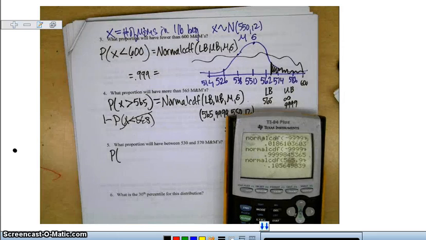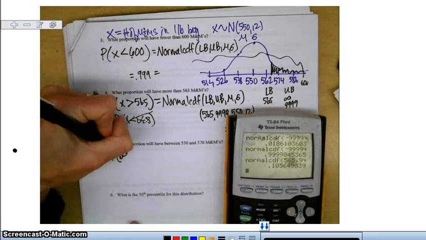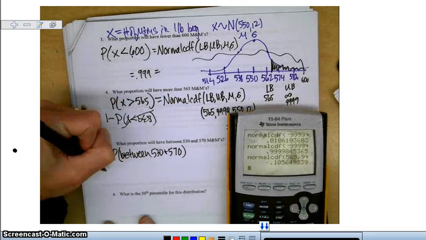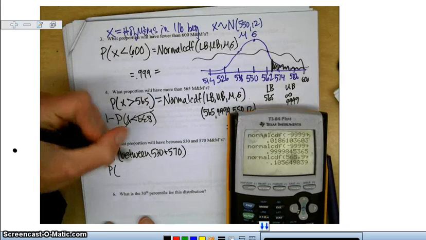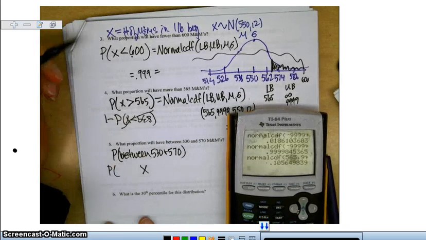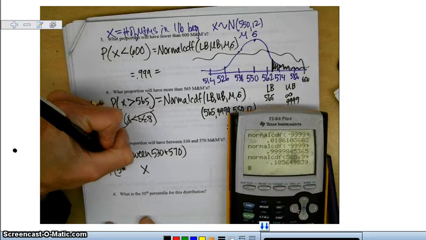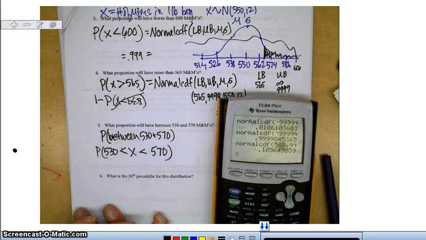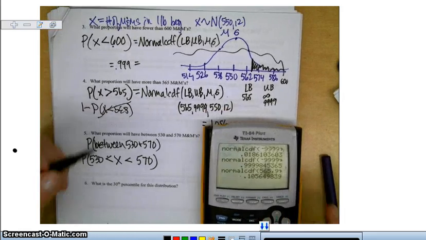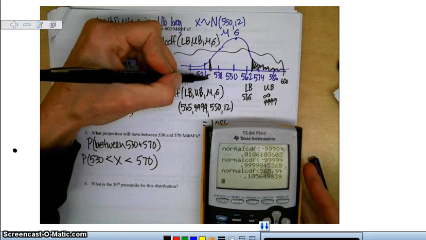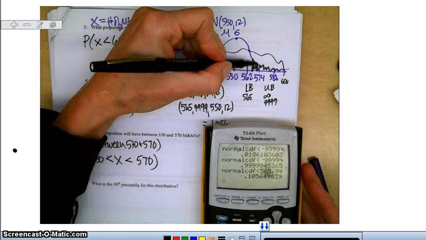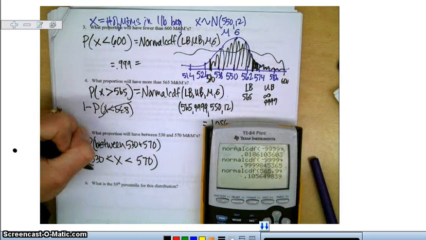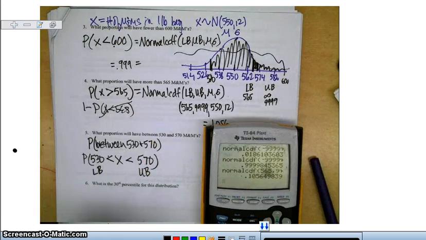All right. What proportion will have between 530 and 570? The way you write this as a problem, you could just write words like between 530 and 570, but the inequality way is the probability that X, my variable, is in between the smallest and the biggest, and then I just write less than symbols. That's the mathematical way to write that. In my picture, 530 is about right here, and 570 is up here, so I'm looking for this shaded portion. So 530 is my lower bound and 570 is my upper bound.